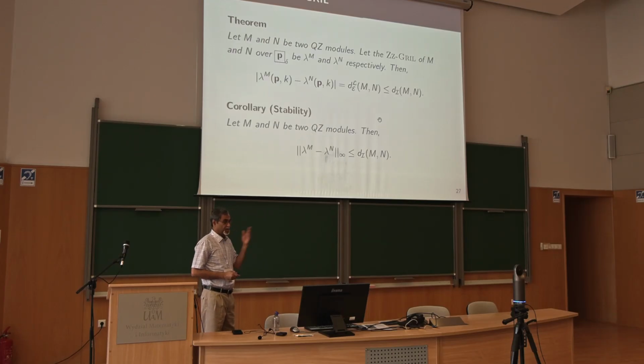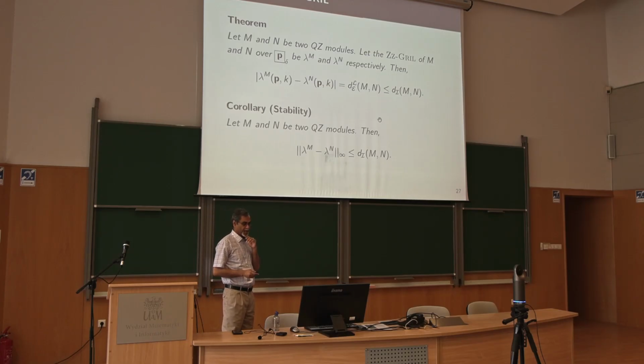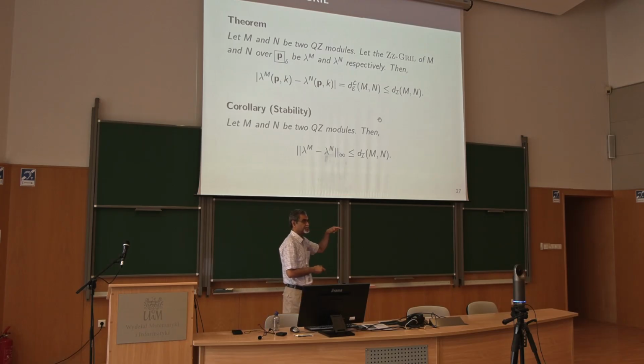Okay, so now the theorem of stability. Luckily we could prove the stability. The only thing is this stability proof is a little bit more technical, because we use something called the erosion distance, which was introduced by Patel and later Kim and Memoli. And we proved that the difference between the ZZ grill values is bounded from above by the erosion distance, and this is bounded from above by the interleaving distance between the two modules.